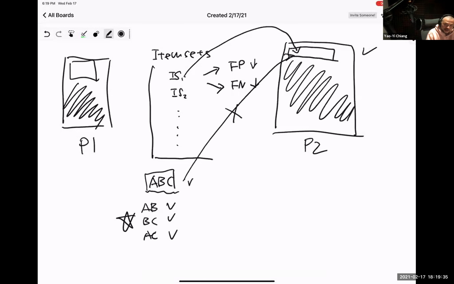So can we just add ABC into the final result and say we're done? Will there be other false negatives that we have not identified yet? Anybody? Did I just confuse everybody?